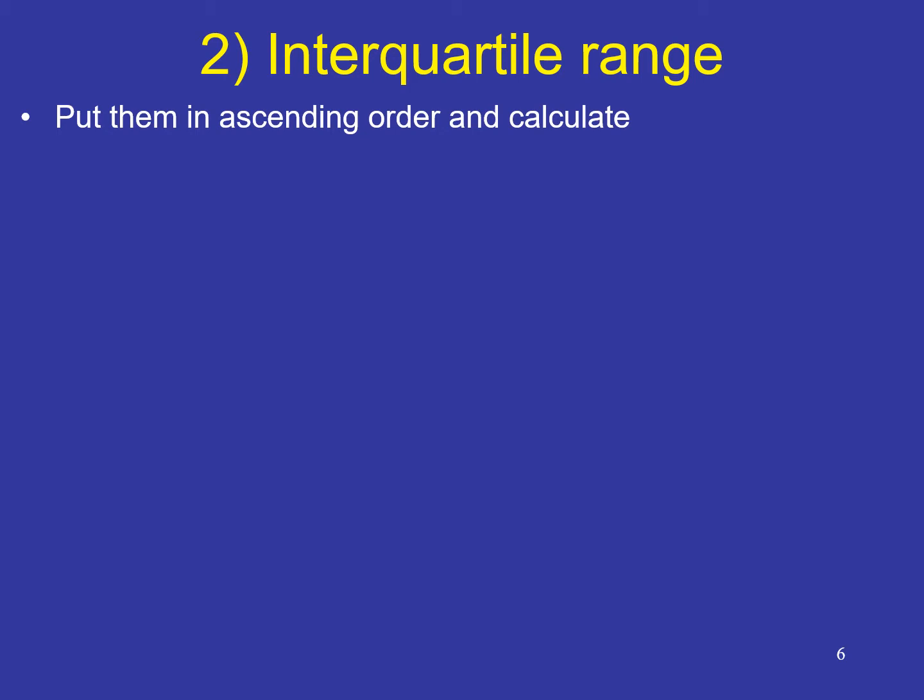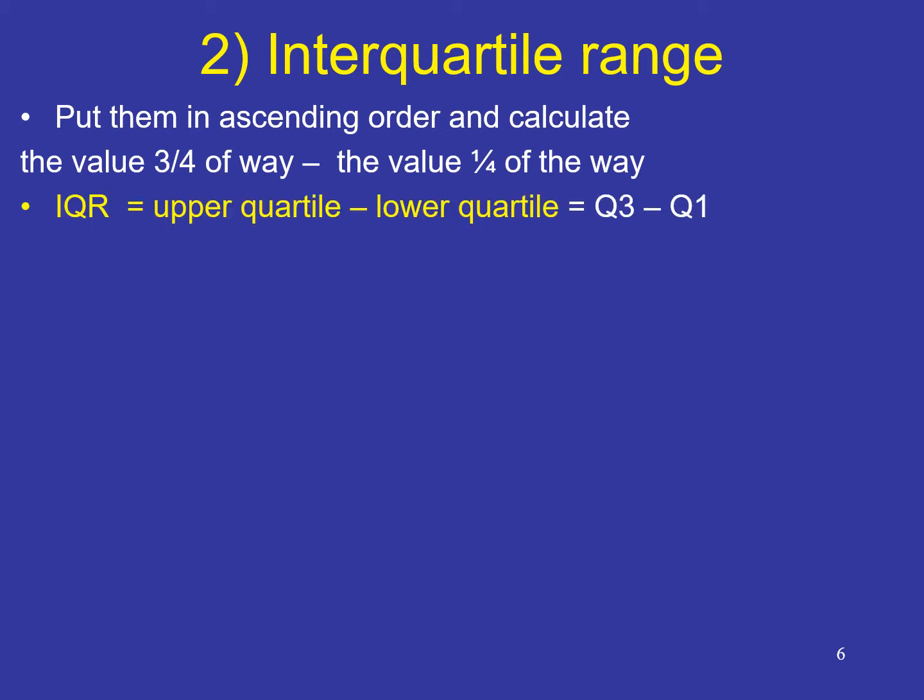Now let's have a look at the interquartile range. To find the interquartile range, you put the data in ascending order and you calculate the value 3/4 of the way, take away the value 1/4 of the way. We often use IQR to represent interquartile range, and the value 3/4 of the way is often called the upper quartile, and the value 1/4 of the way is often called the lower quartile. And the notation we often use is the symbol for upper quartile is Q3 and the symbol for lower quartile is Q1.